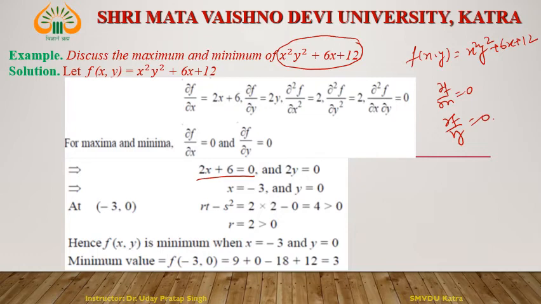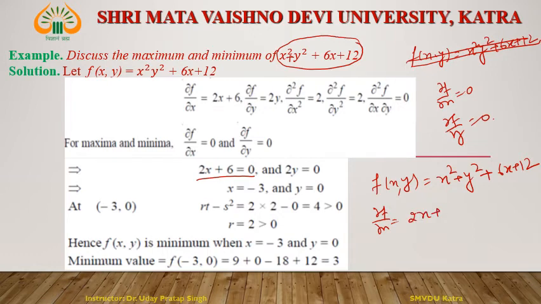The function might be not correct. Correct this function. This is f(x,y) is equal to x square plus y square plus 6x plus 12. Okay, this plus sign is here. So evaluate dou f by dou x. Dou f by dou x is 2x plus 6. What is dou f by dou y? That is 2y plus 0.